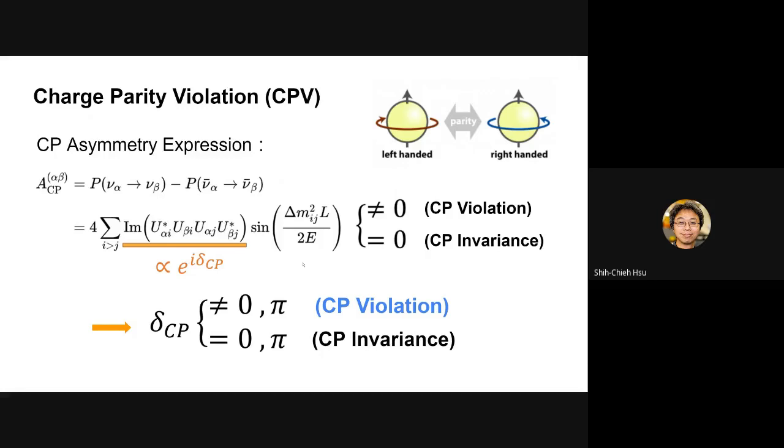But your ACP is defined as a probability difference. So your first line is a subtraction of two real numbers: the probability of an alpha type neutrino oscillating to a beta type neutrino, minus the probability of an anti-alpha type neutrino oscillating to an anti-beta type neutrino. These two are real numbers. Yes. And so why does a real number difference become an imaginary number in the second equation? I'm confused.